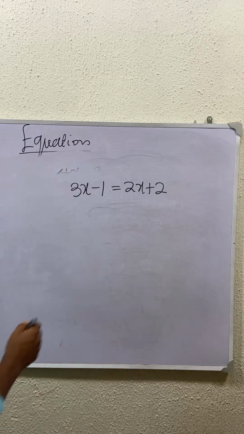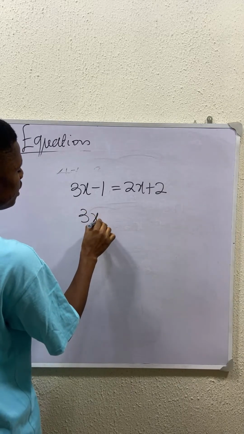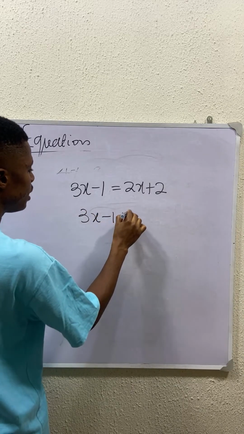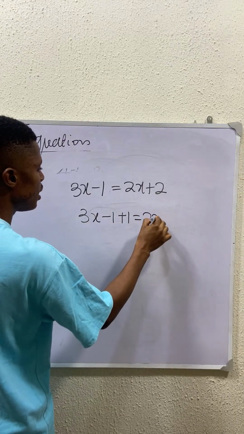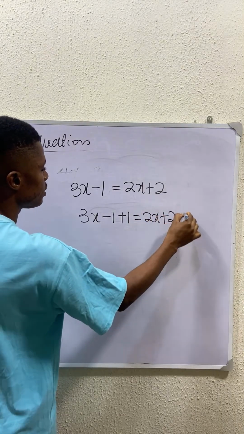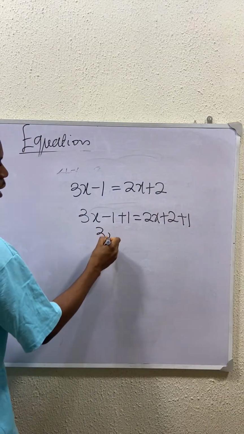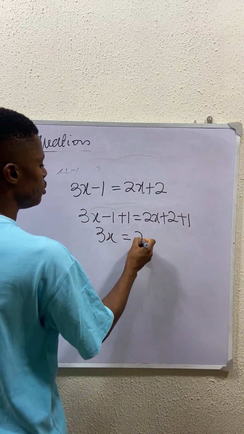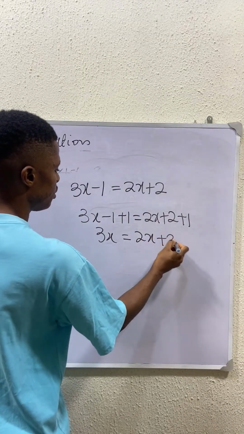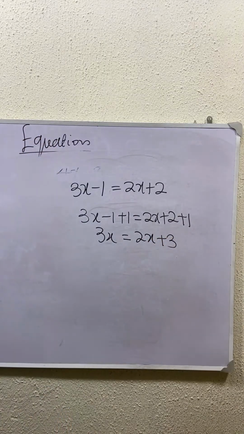To do that is very simple. We have 3x minus 1. You just have to add 1, and that's equal to 2x plus 2. You just have to add 1. So we have 3x is equal to 2x plus 3. So what then is the value of x? Can you guess, since you are getting close to the solution?